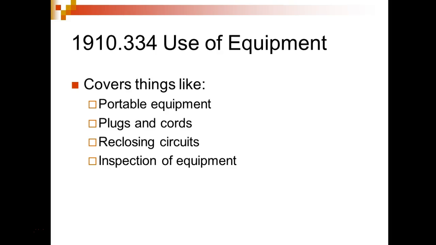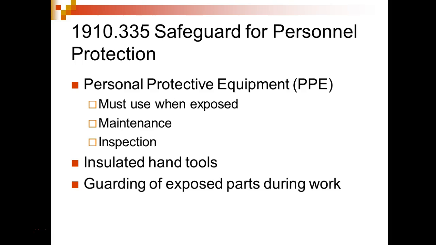Covers portable equipment, plug and cord. Y'all understand plug and cord, right? That's what most things are. So plug and cord. Reclosing circuit and inspecting equipment. PPE, personal protective equipment. 70E really gets into what's required, what type of PPE is required for your application.